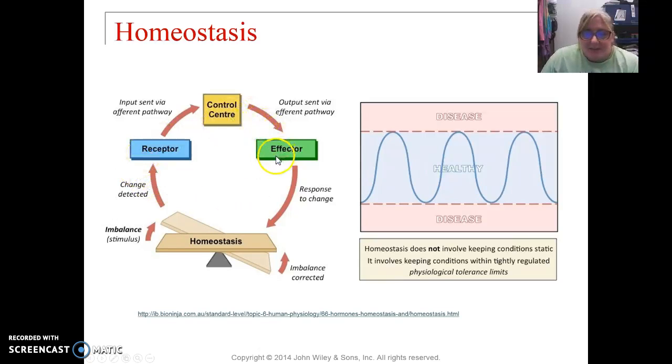There are three structures that are associated with the homeostatic mechanism. The receptor, which takes in information, the control center, which determines what has to happen with the information, and then the effector, which carries out the response.